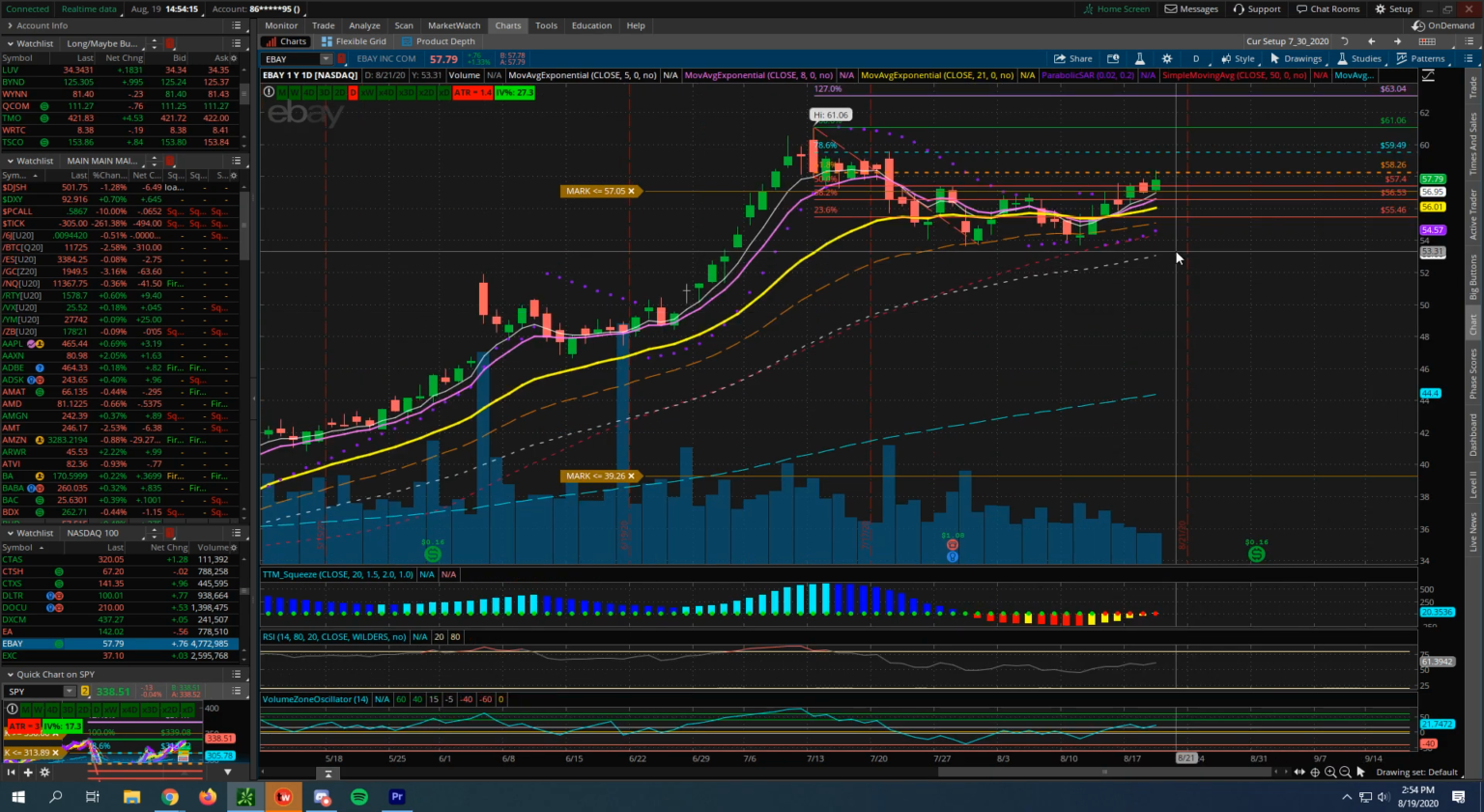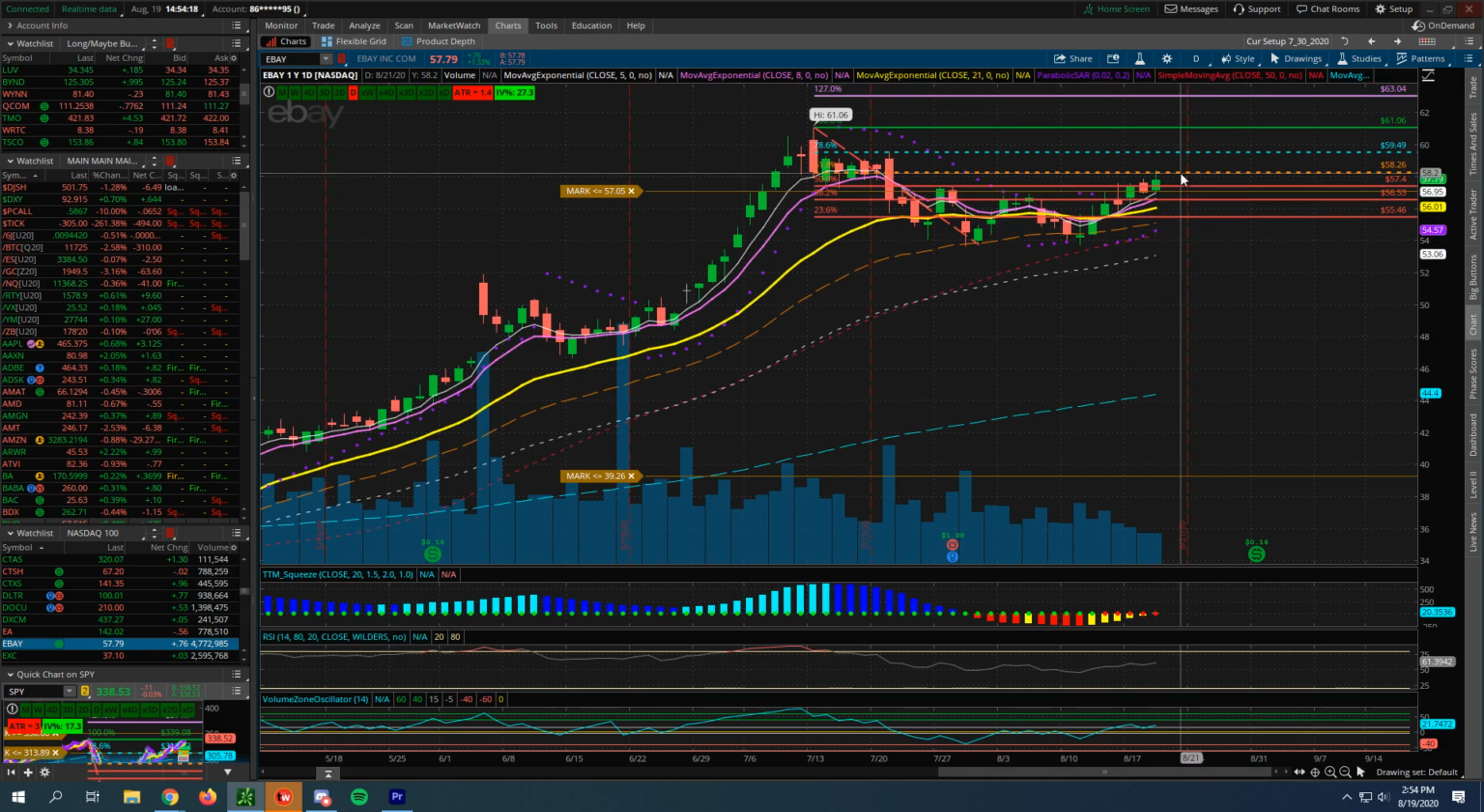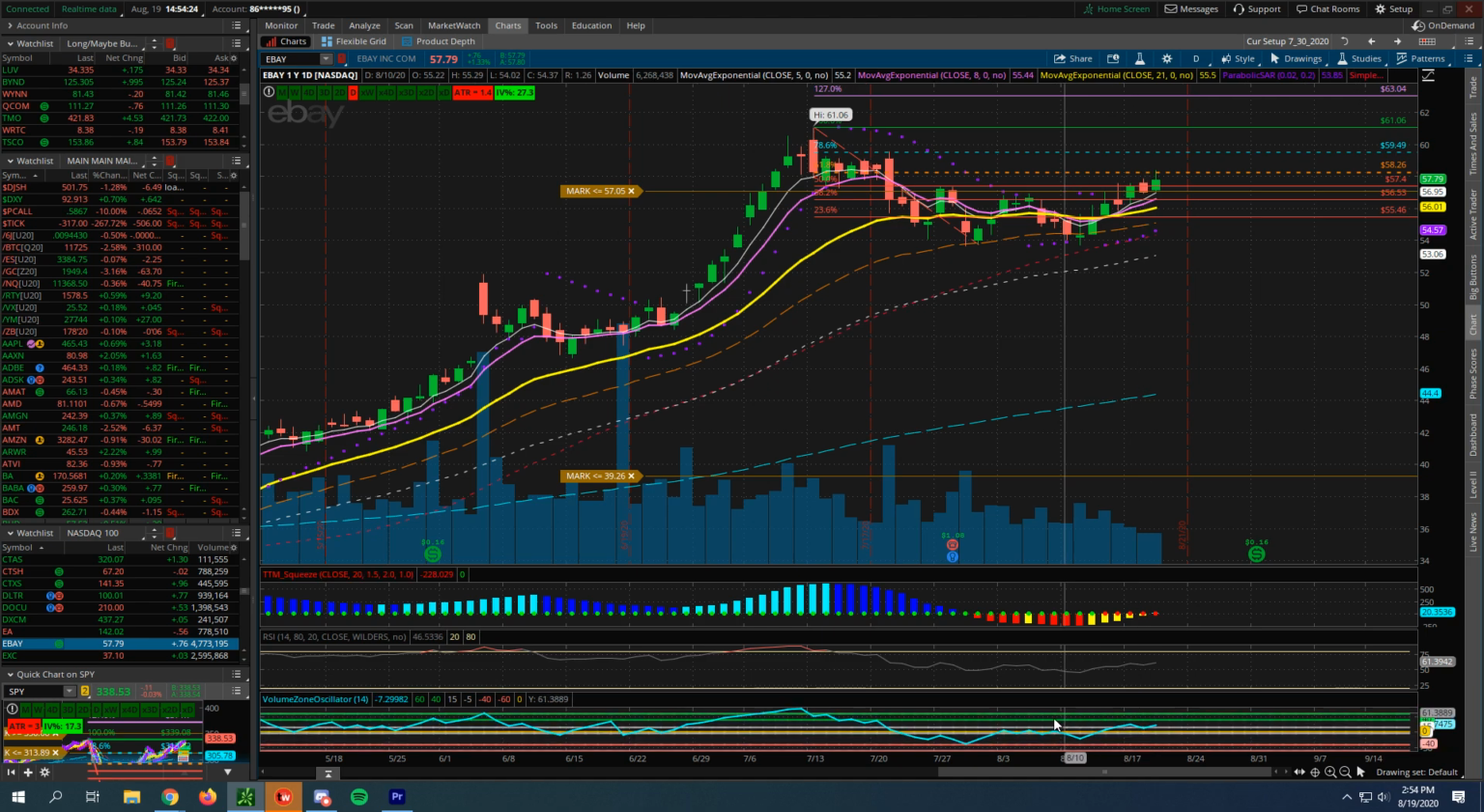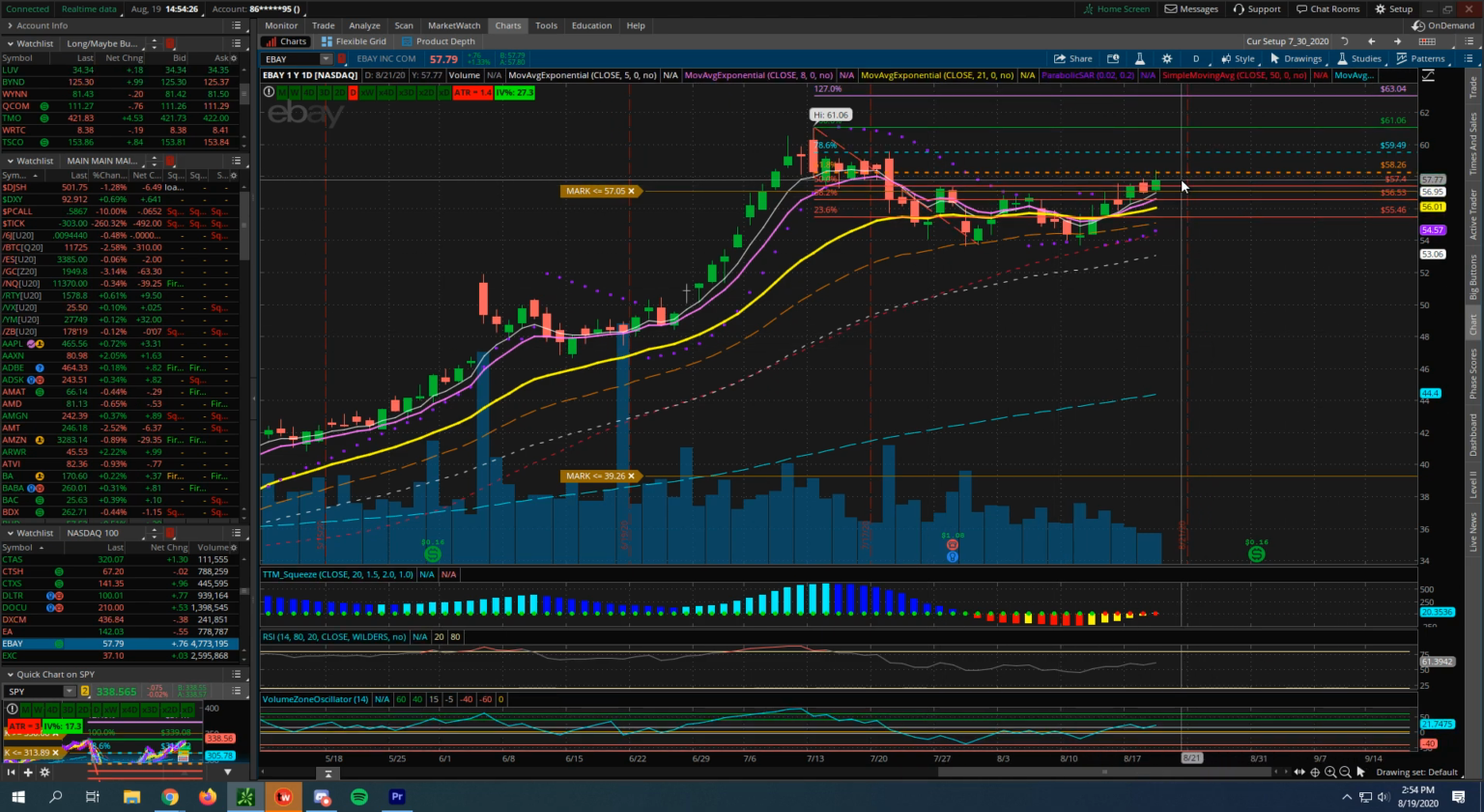eBay is a very interesting one here, potentially trying to break out above that 58.26 level. We're seeing some momentum, RSI and volume zone oscillator start building up. We can potentially see that movement break above that 58 price target to get above that $60 and then potentially test that all-time high. To the downside, we can potentially see some support coming around the 34 EMA around 55.